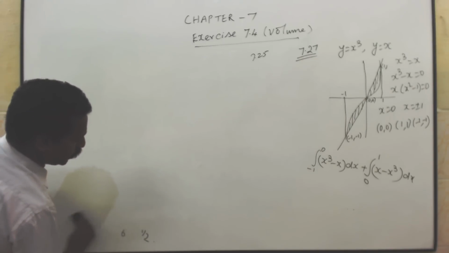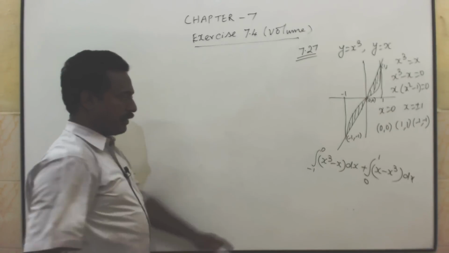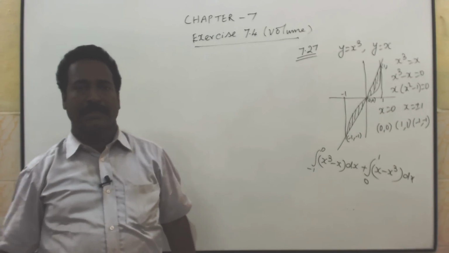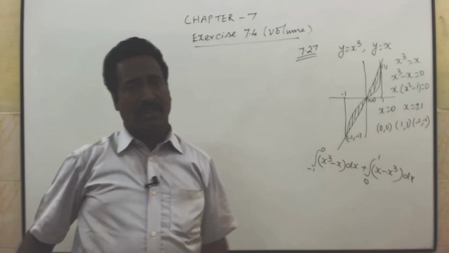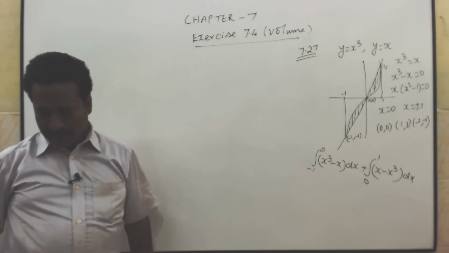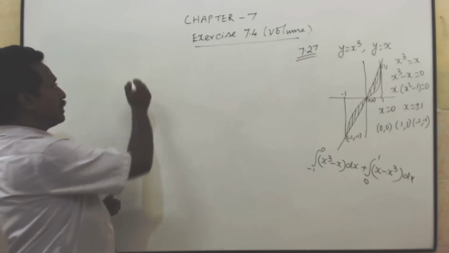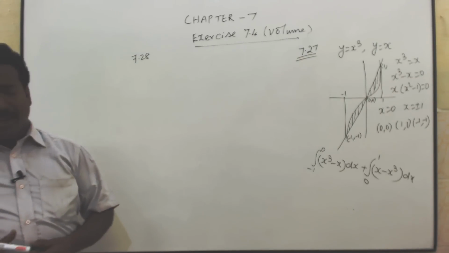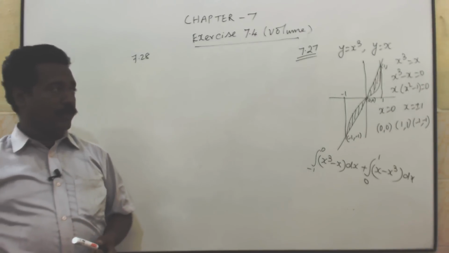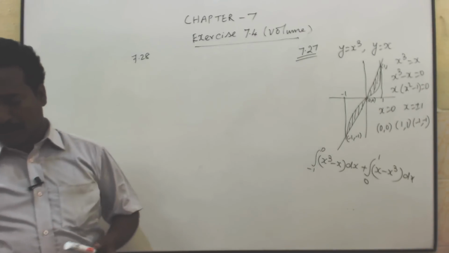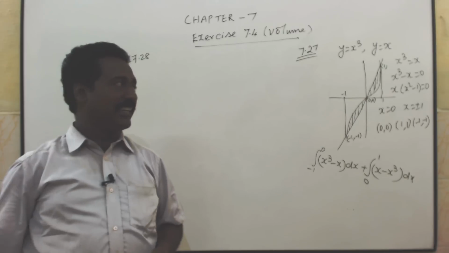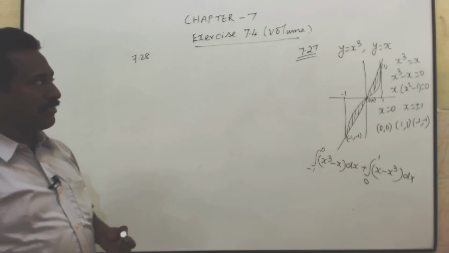Example number 7.28. After this, you know how to integrate, right? If you integrate x cube you get x power 4 by 4, if you integrate x you get x square by 2, integrate that also and the answer will come. 7.27 is finished. 7.28. Already I did the same type of problem in the exercise, that's why you can solve it easily. Then 7.29, somewhat difficult in this exercise.